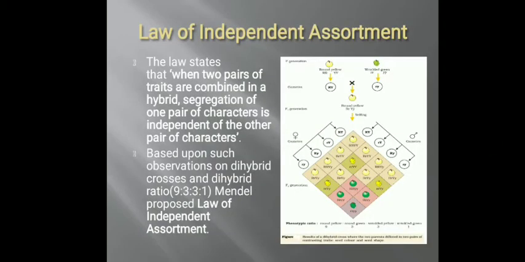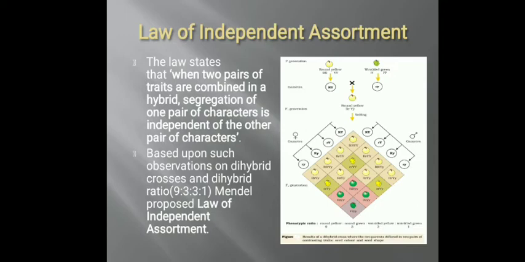Now let's go to the third law of Mendel, that is the law of independent assortment. This law states that when two pairs of traits are combined in a hybrid, segregation of one pair is independent of the other pair. So in this example, when Mendel crossed round and yellow seeds with wrinkled and green seeds, he found combinations that he did not take, that is round and green, and wrinkled yellow. These were not present in the parental types.